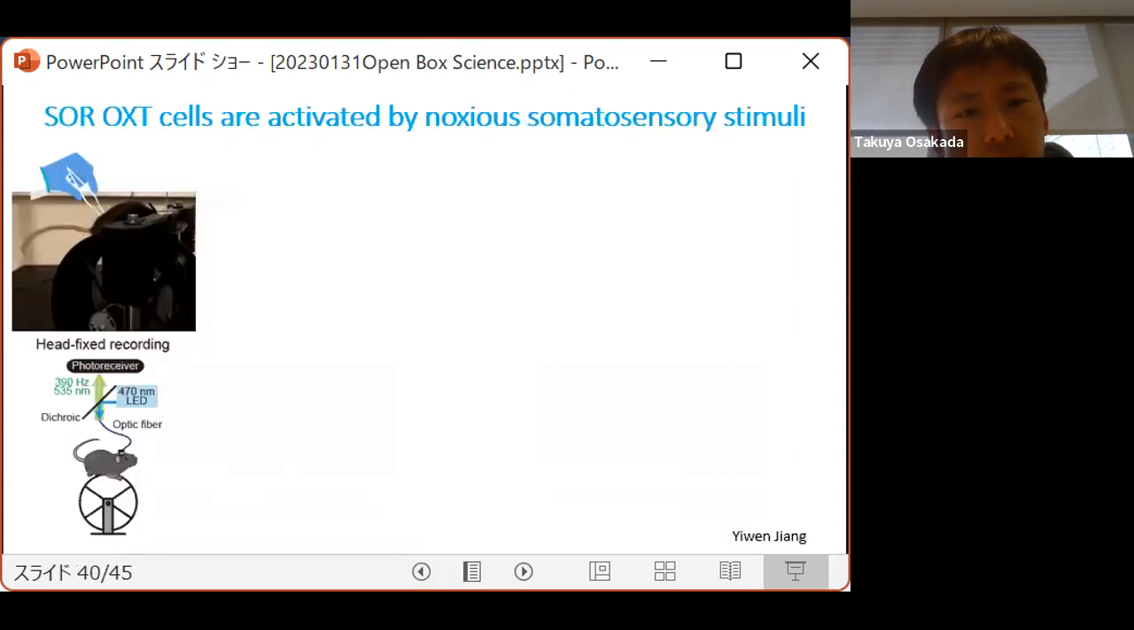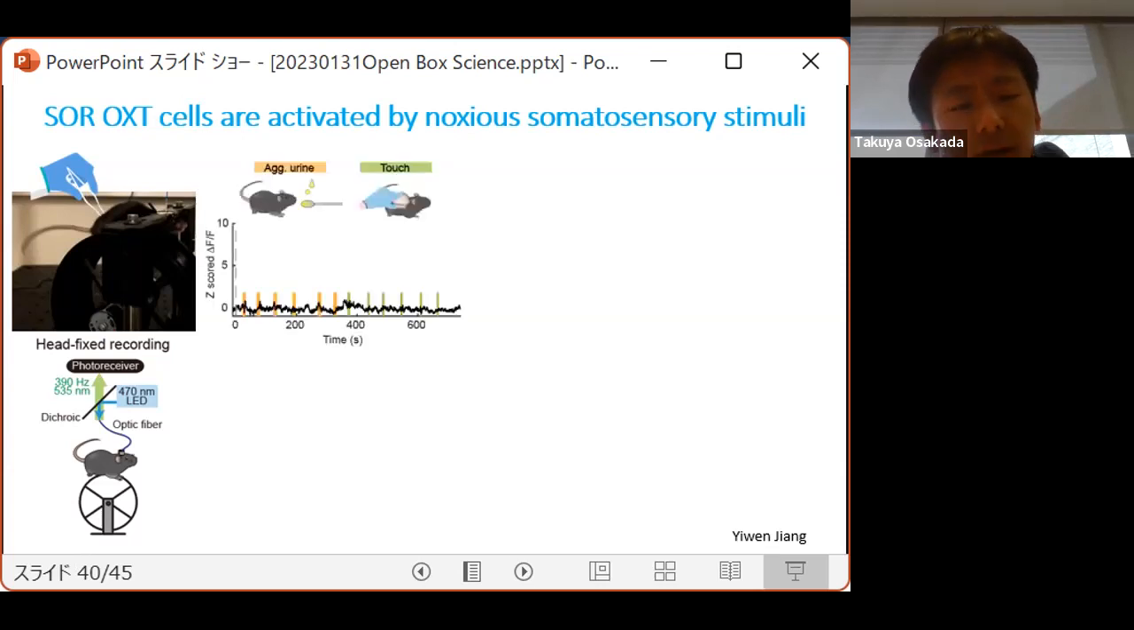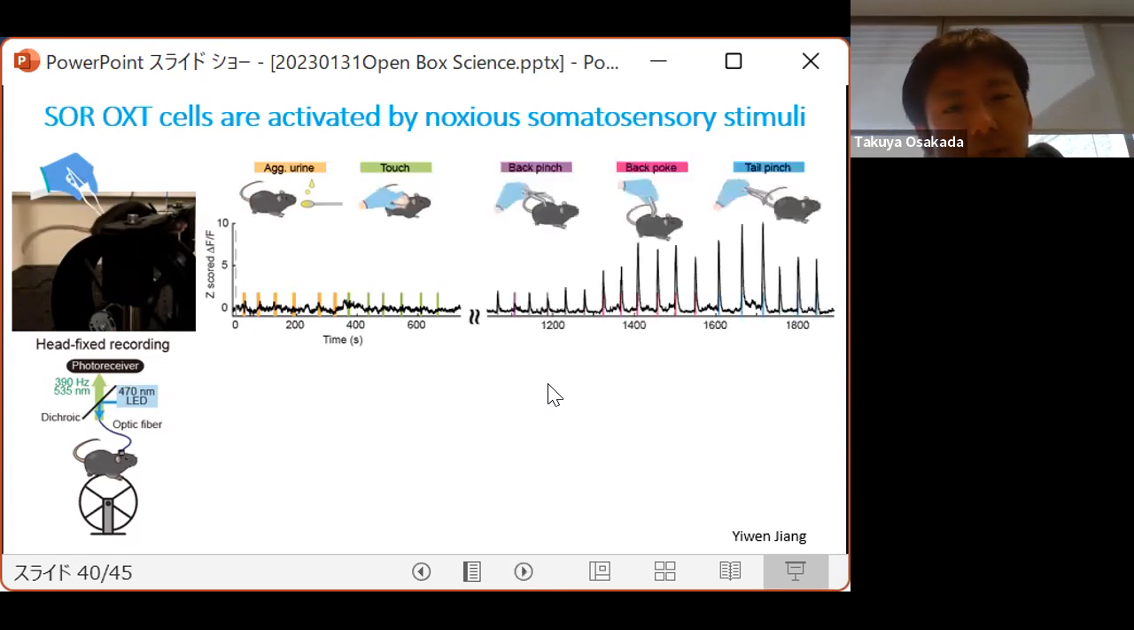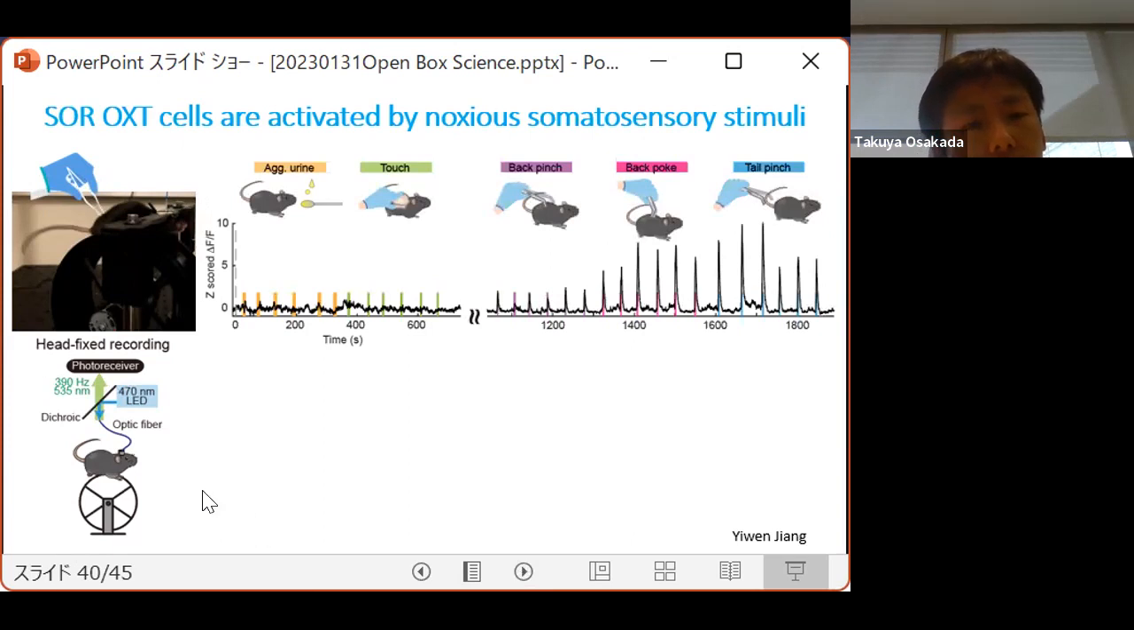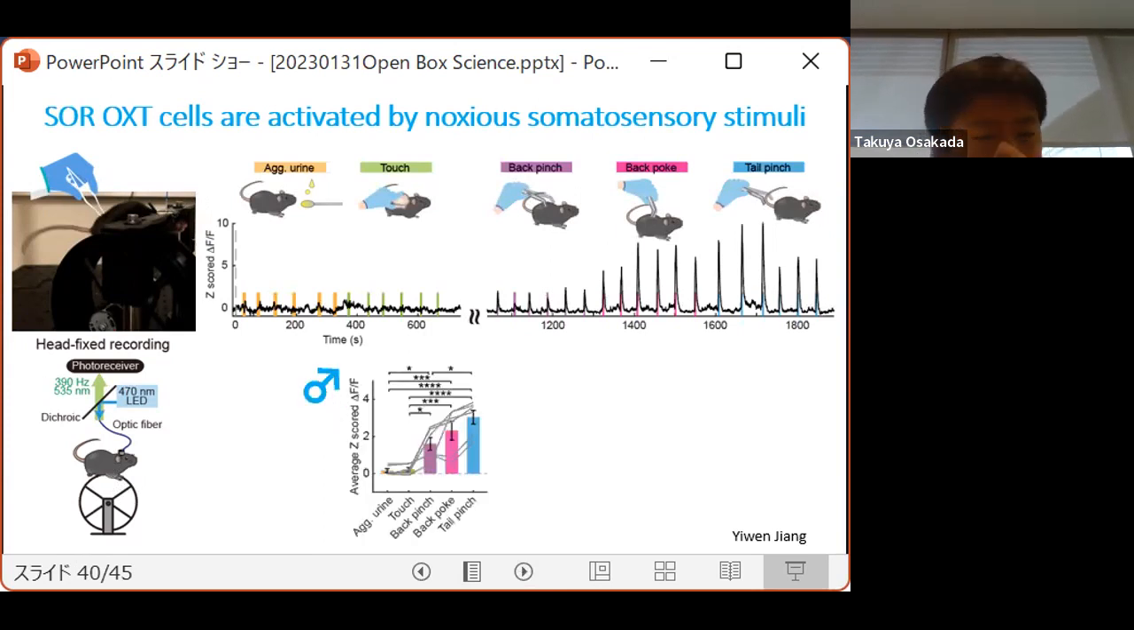Okay, so the next thing we wanted to address was, we observed the neural activation during defeat events. So which kind of factors during defeat, or being beaten, is the oxytocin expressing population in the SOR detecting? With the urine from aggressors or just gentle touch, there is no activation. But when we did the back pinch or the poking or the tail pinch, there is strong neural activation in this tiny SOR OXT population. This is just a quantification of c-Fos score.